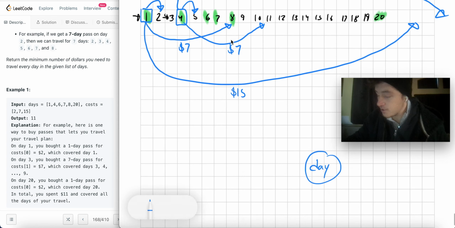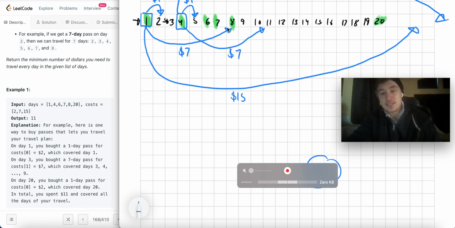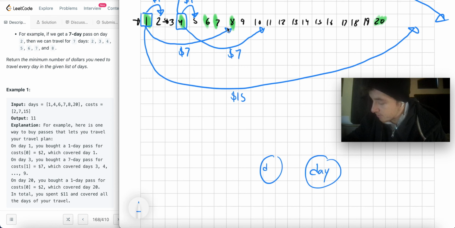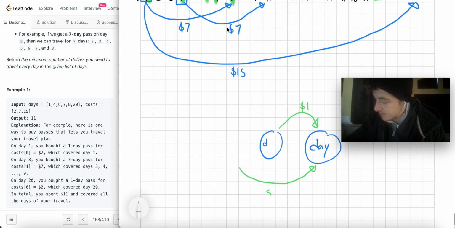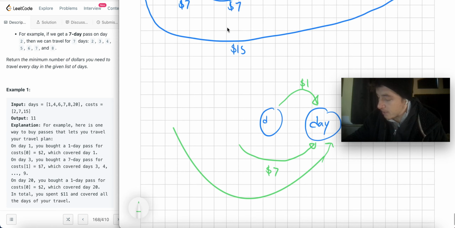Right? I could have either for any day, right? In order to cover that day, I'm going to have to buy a day pass. I could buy a day pass that covers that day for $1, I could buy a $7 pass to cover that day, or I could buy a $30 pass to cover that day.